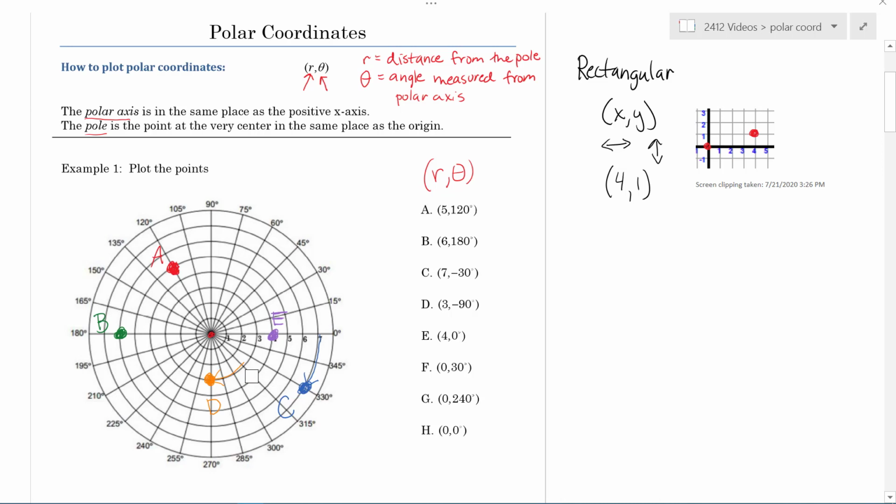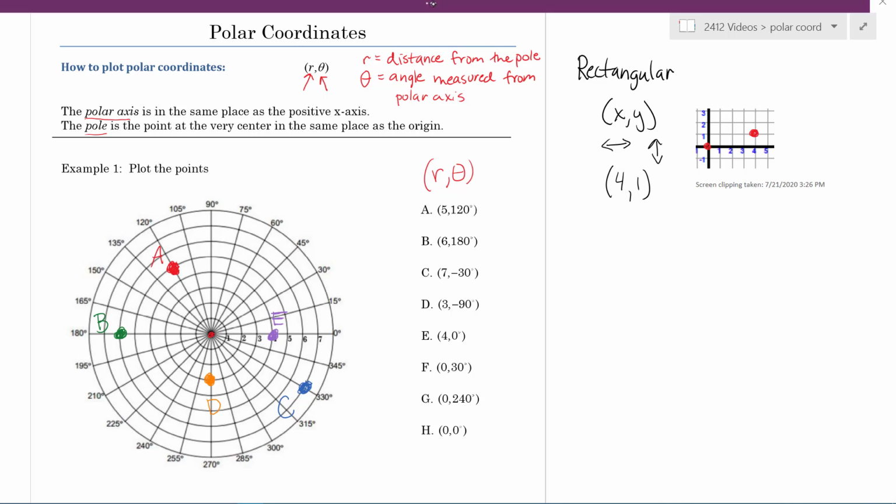And erase some of my lines here. Remember, all of these are just one point. It's always just one point. They're not lines. The lines can help us, but each one of these is just one point plotted on our graph.